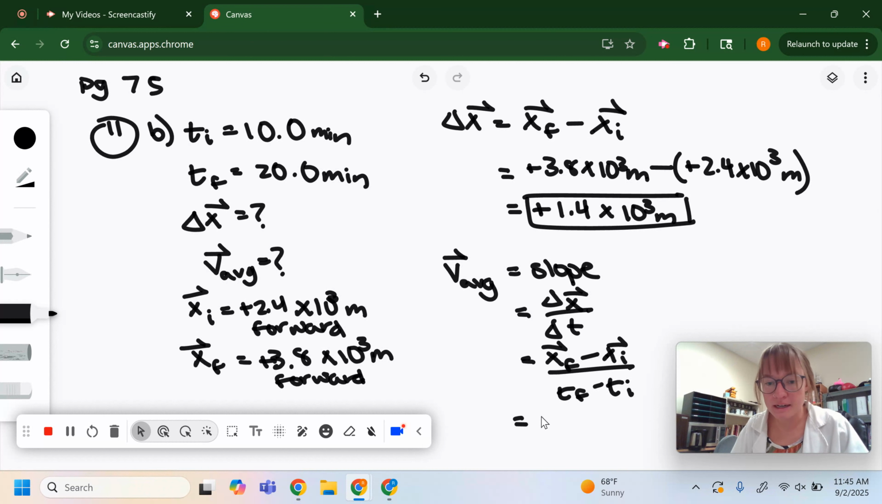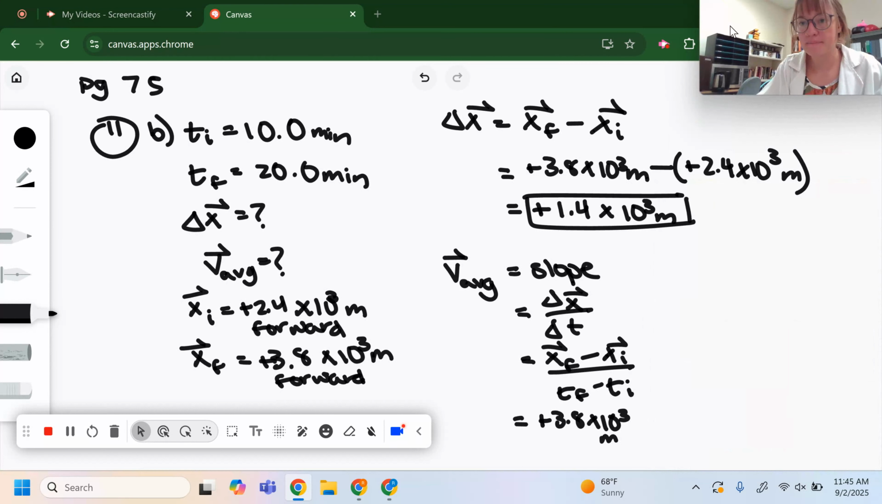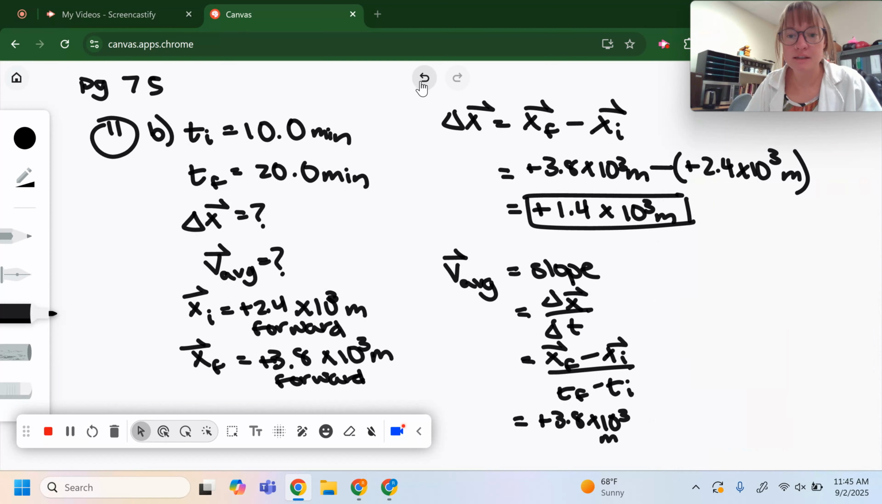So we plug in positive 3.8 times 10 to the third meters. Let's give myself a little extra space here. To the third meters minus my x initial, which is positive 2.4 times 10 to the third meters.